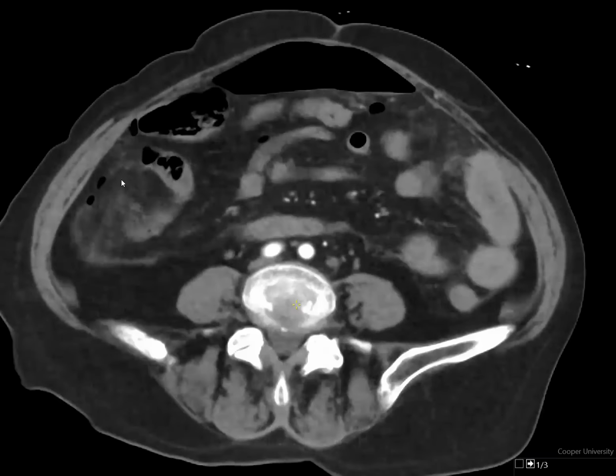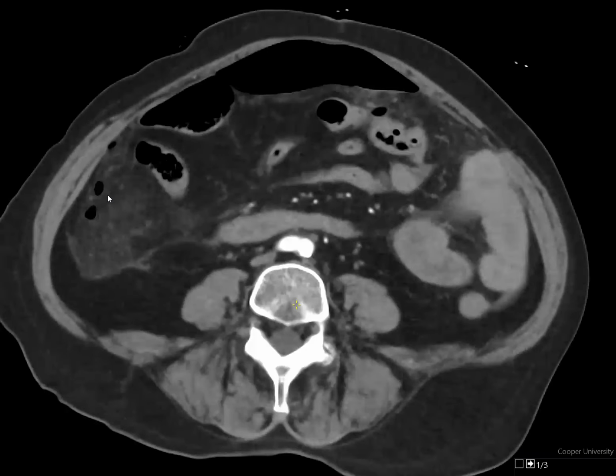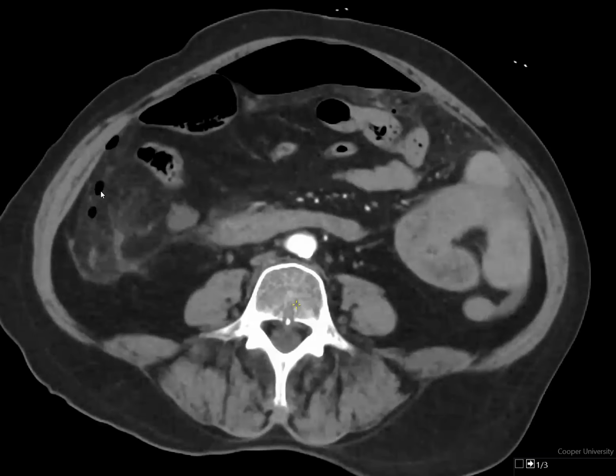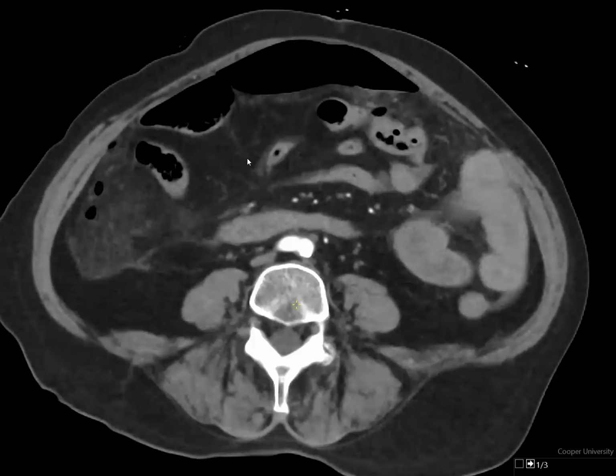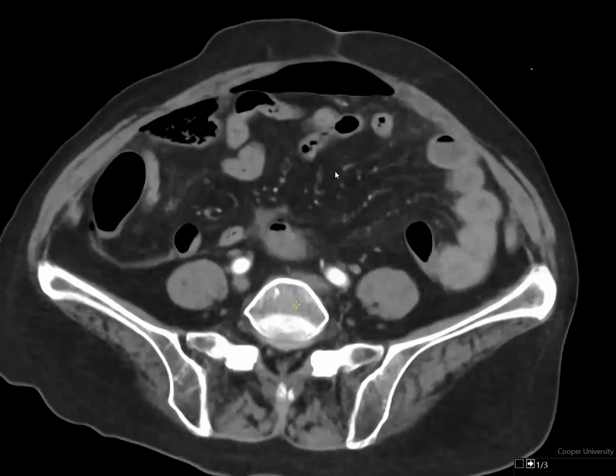Another clue is to try to find other foci of air which are not surrounded by thickened bowel. So like this area here, there is free air. These bubbles here are also free air in the abdominal cavity. So now we know that there is free air.